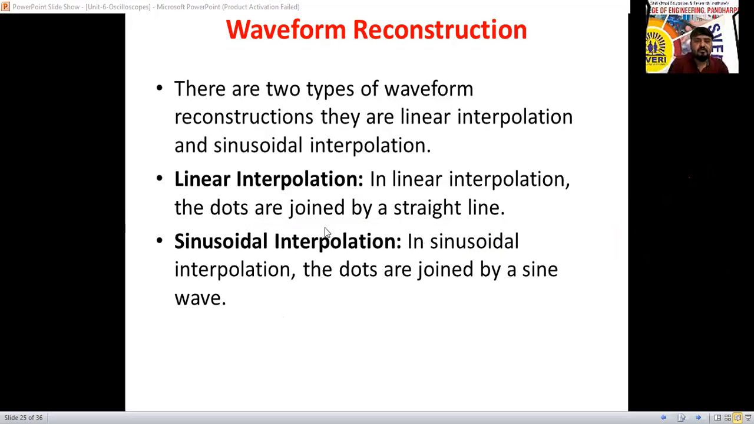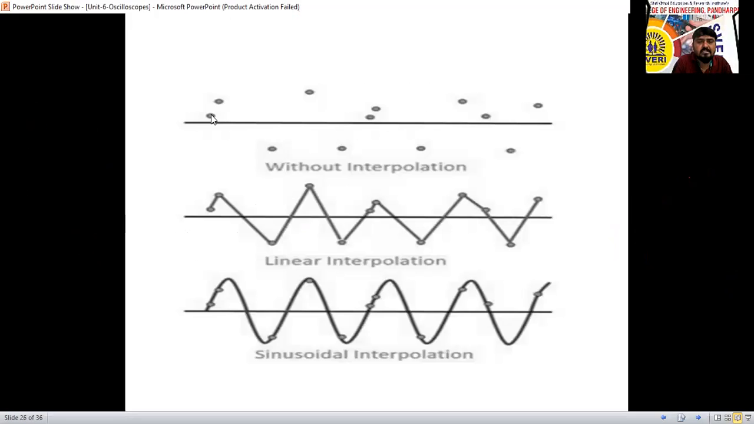Okay. See here. So without interpolation, what will we do? These dots are going to be provided here. In linear interpolation, what have we done? We have joined this dot to this dot. I will join from here to here. Next dot is here, next dot is here, and so on. This is called interpolation. We are going to call it linear interpolation. We are simply joining the dots.